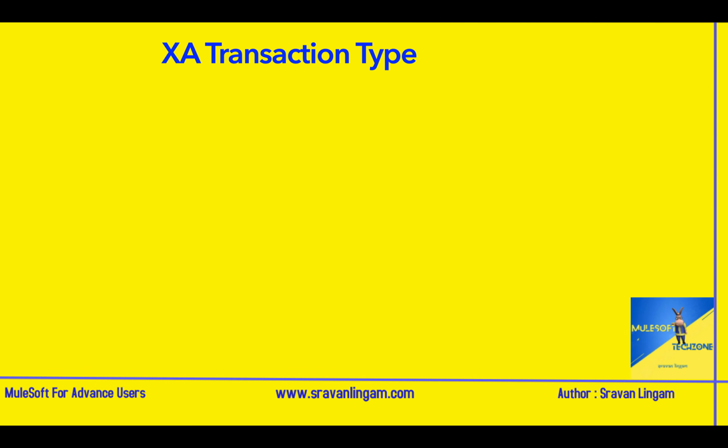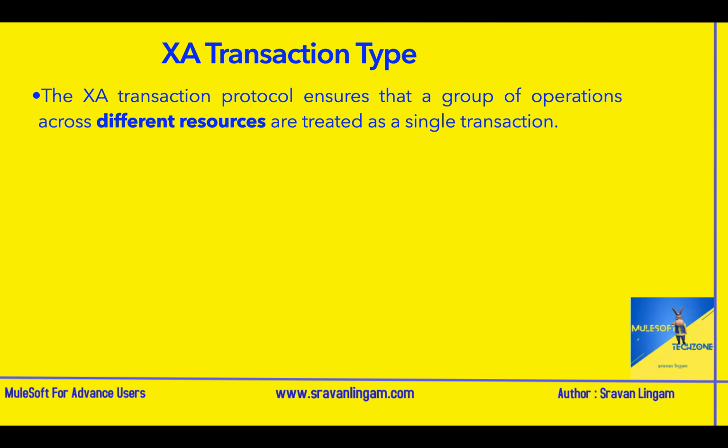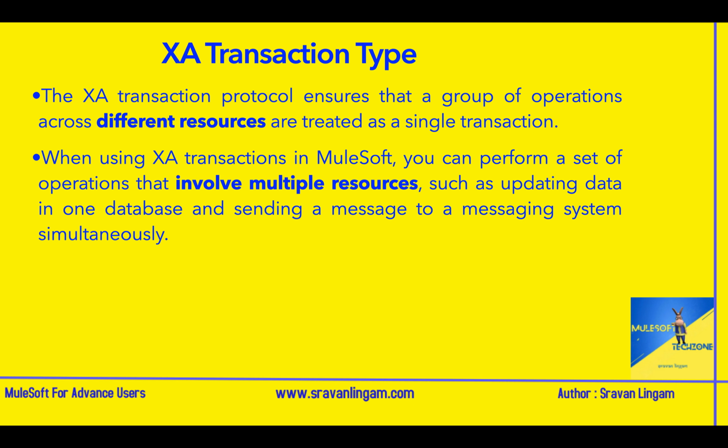The second transaction type is the XA transaction type, which differs from the local transaction type. This is across different resources. The scope and functionality are the same, but this is across different resources. So basically, an XA transaction ensures that a group of operations across different resources is treated as a single transaction.